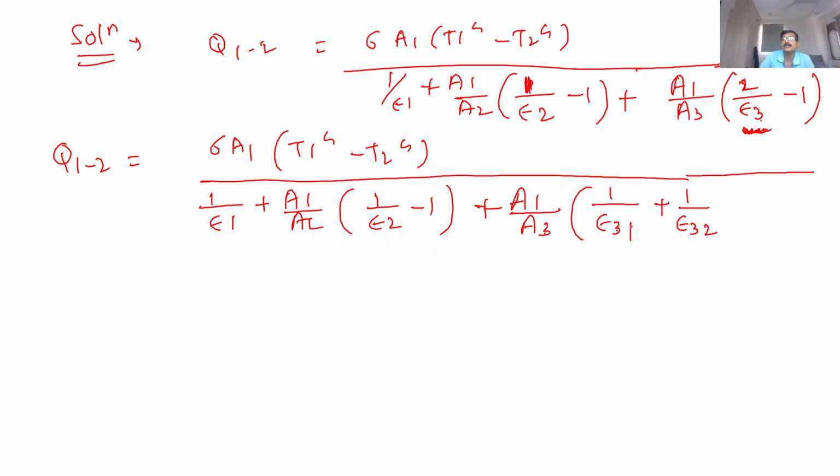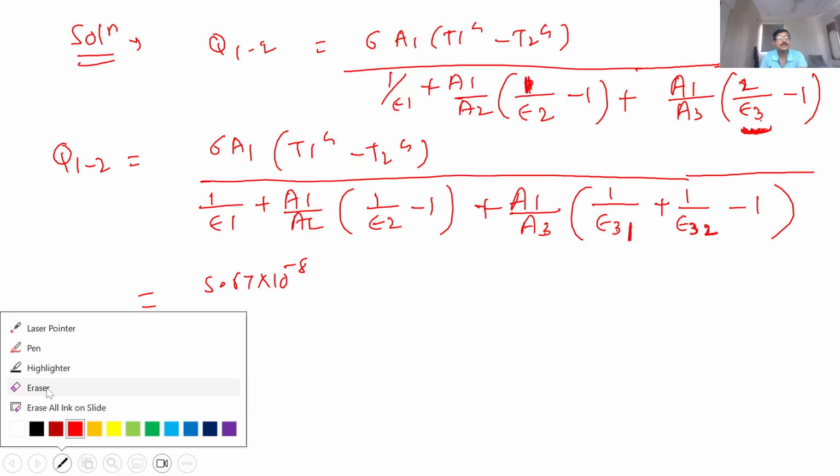The shield has different emissivity towards surface 1 and different emissivity towards surface 2. That's why we have done the splitting of this particular term. Minus 1 as it is. So let's start. Substitute sigma as 5.67 into 10 raised to minus 8.